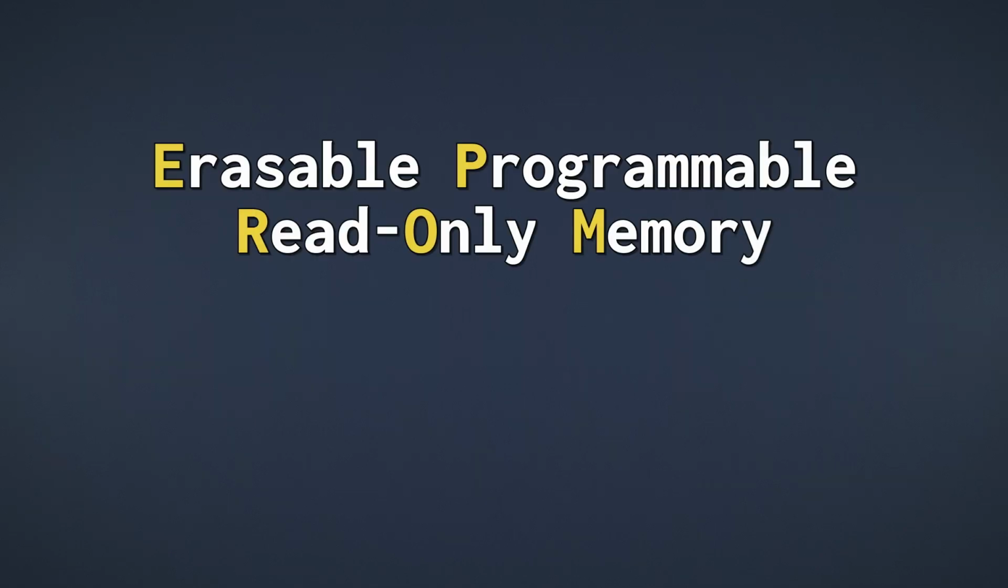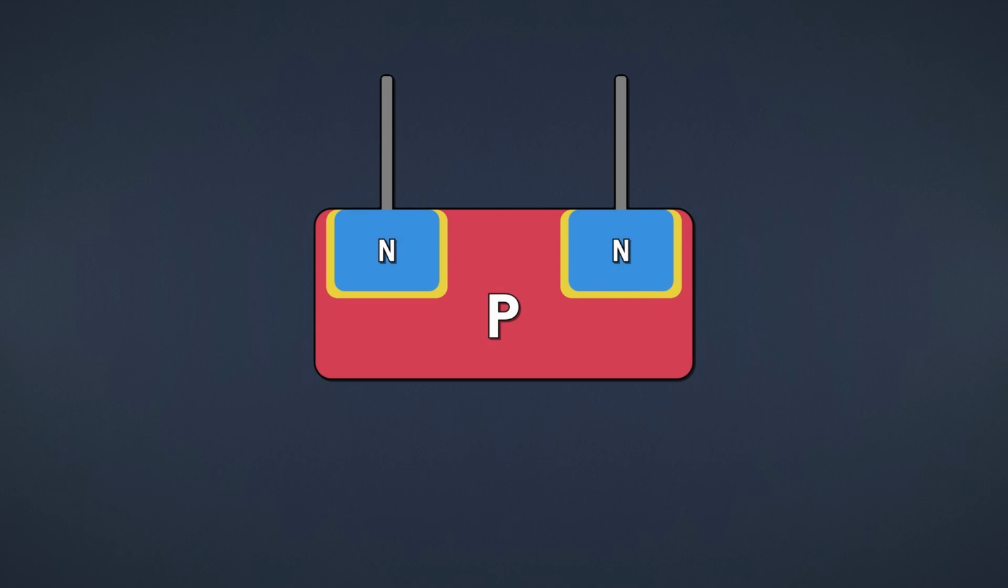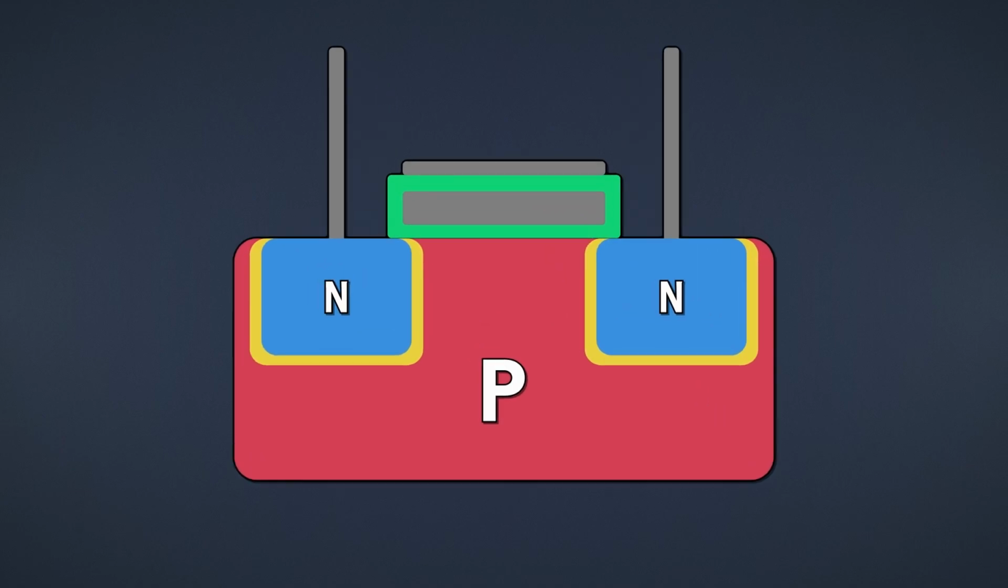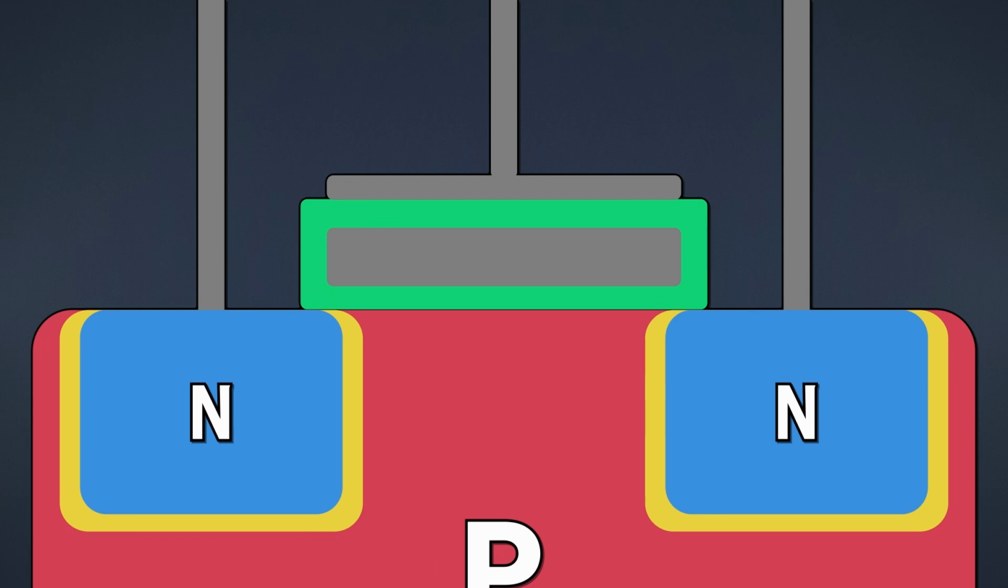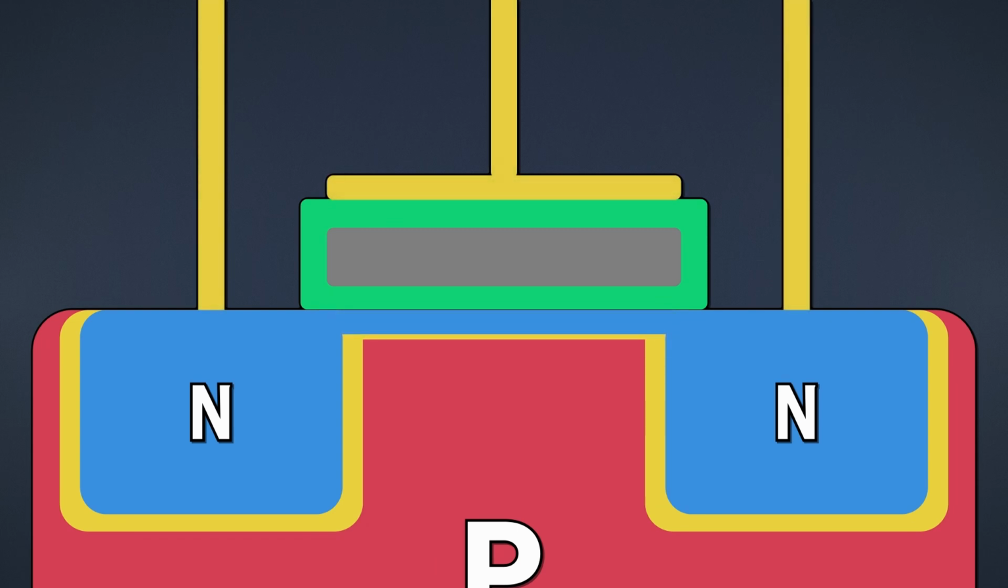EPROM stands for Erasable Programmable Read-Only Memory. This variant uses a special kind of transistor called a floating gate transistor. What makes this transistor special is that it has a second gate. This gate is completely surrounded by the oxide layer. The transistor works like it always does, however we can do something really cool with it.